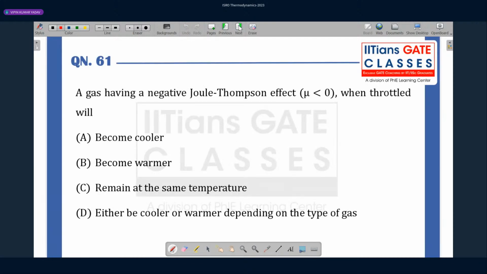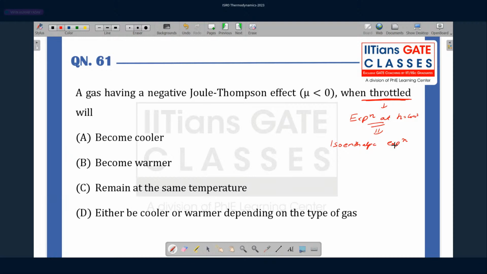The next question says, a gas having a negative Joule-Thomson effect when throttled. So what do you mean by throttling? Throttling is basically expansion at constant enthalpy, expansion at enthalpy equals constant. You also say isoenthalpic expansion.